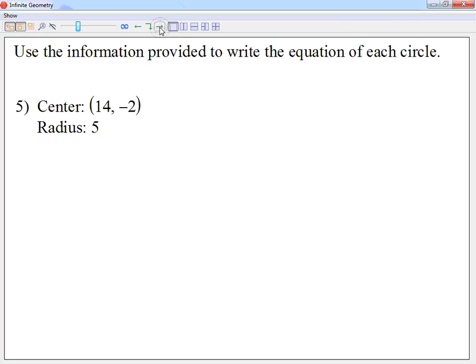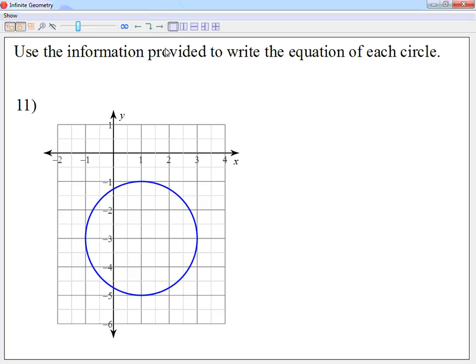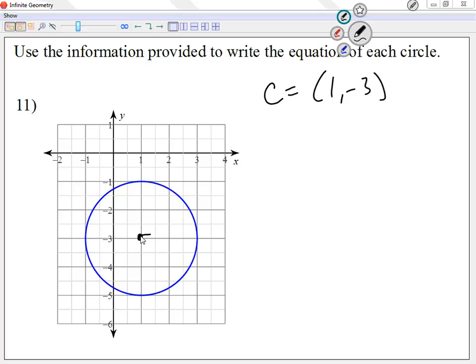All right, now let's take a look at number 11. I'll give you the information, but I'll give it to you graphically. We can see the center. The center's there. What are the coordinates of my center? 1, negative 3. Now looking for the radius, I'm going to go from the center to the edge of the circle. How big is that segment? 2. So the radius is 2. For those of you that are wondering how do you imagine, just imagine you move it up and you measured it. It's 2. The length is 2.